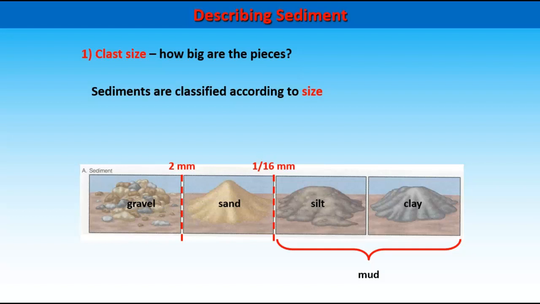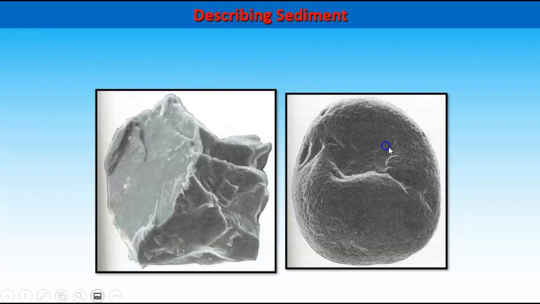And remember, all of the pieces don't have to be greater than 2 millimeters. As long as there's one piece bigger than 2 millimeters, then there's gravel-sized pieces in there. And we're going to use that to help name this clastic sedimentary rock.